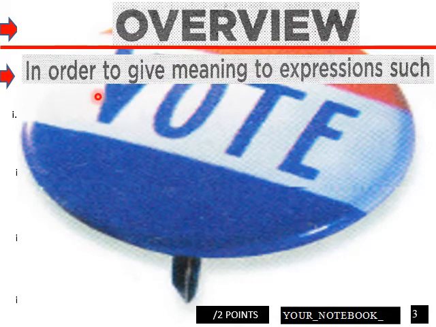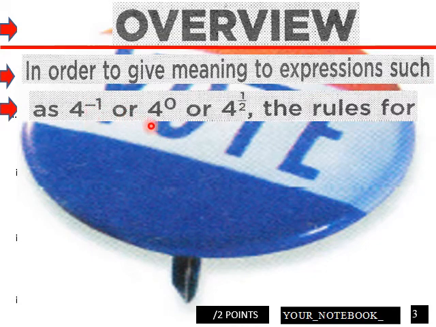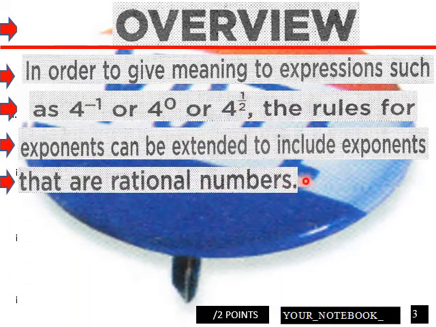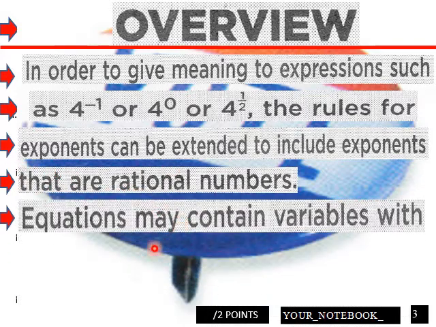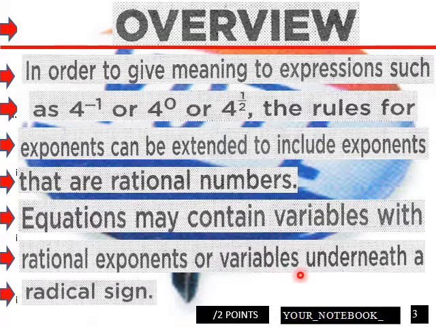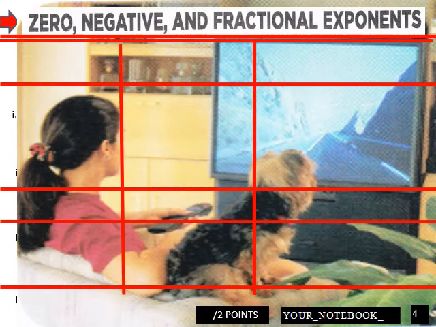Overview of the chapter. In order to give meaning to expressions such as 4 to the negative 1, 4 to the 0, 4 to the 1/2, the rules of exponents can be extended to include exponents that are rational numbers. Equations may contain variables with rational exponents or variables underneath radicals. So we need to know what's going on with that.